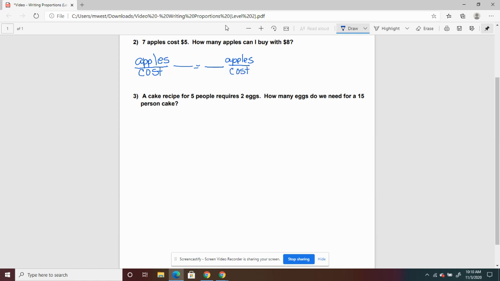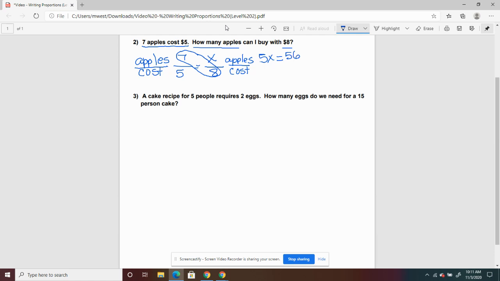cost. All right, here we have 7 apples cost $5. So 7 apples cost $5. How many apples, that means we don't know how many apples, can I buy with $8? All right, so here we got the diagonal going this way. And then 5 times X is 5X. And 8 times 7 is 56.